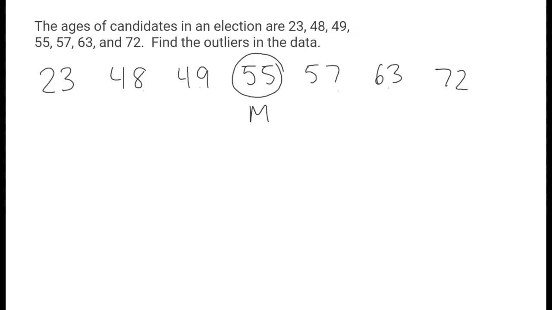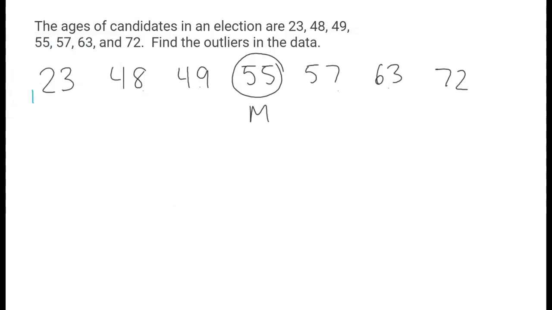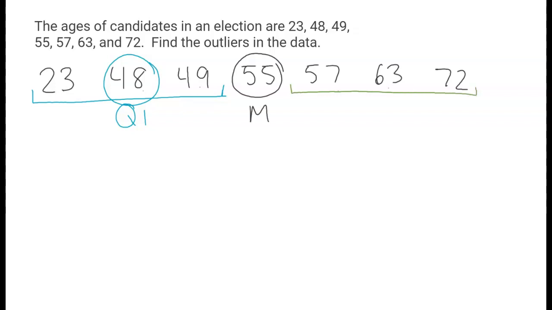And now we're going to locate our quartiles. The first quartile is going to be the middle of the first half of the numbers before the median. And so I've got right here 48, that's quartile 1. And then quartile 3 is going to be the middle of the numbers that go after the median. And that's going to be 63, so that's quartile 3.